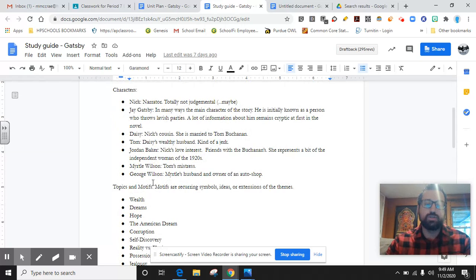Then there's Myrtle and George Wilson. Myrtle is Tom's mistress. Tom is cheating on Daisy, and Daisy kind of knows about it. So again, going back to the idea that Tom's kind of a jerk. Myrtle is of a lower financial class, a lower economic class. You'll definitely notice the difference in classes. George Wilson is her husband. He has no idea that she is cheating on him, and he seems like kind of just a dope.